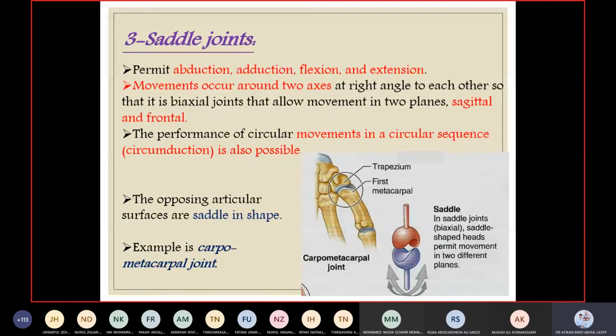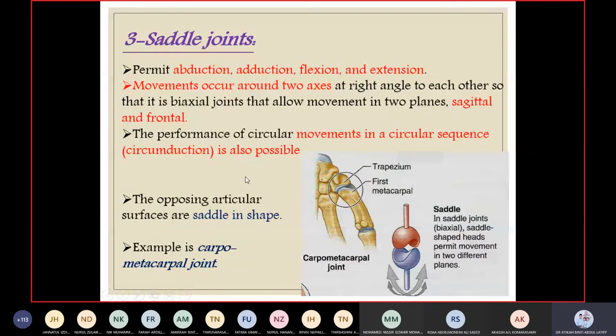Next is the saddle joint. It allows more movement. It permits abduction, adduction, flexion, and extension. Movements occur around 2 axes at right angles to each other, so it is a biaxial joint. Biaxial means 2 axes. It also allows movement in a circular motion, which is circumduction.